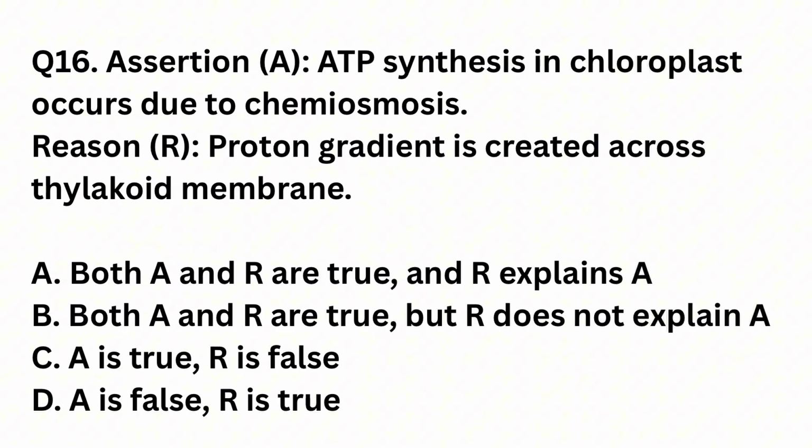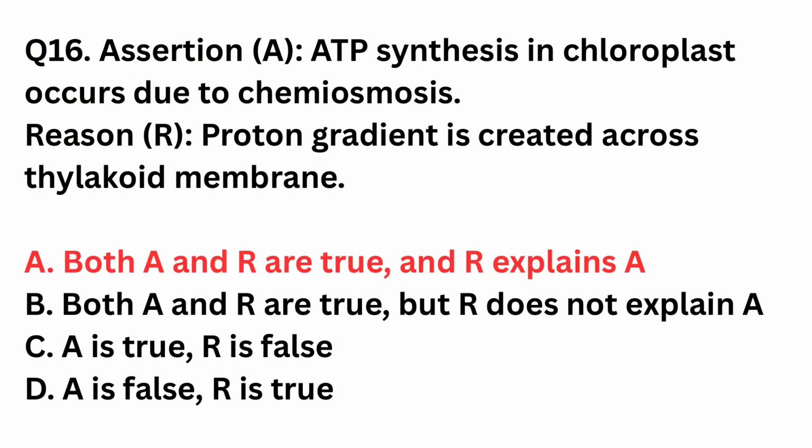Question number 16. Assertion: ATP synthesis in chloroplast occurs due to chemiosmosis. Reason: proton gradient is created across thylakoid membrane. Both assertion and reason are true and reason explains assertion. Both assertion and reason are true but reason does not explain assertion. Assertion true, reason false. Assertion false, reason true. The right answer is option A.